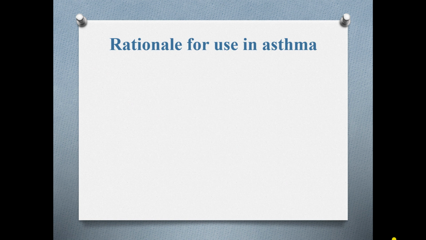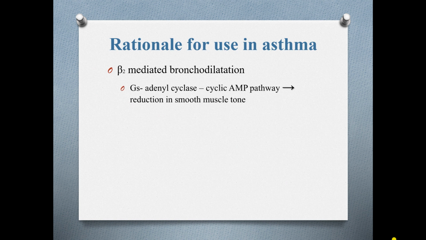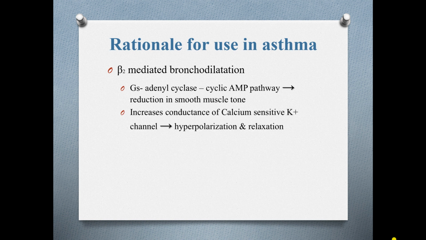What is the rationale of using these beta 2 agonists in bronchial asthma? They produce beta 2 mediated bronchodilation. Beta 2 receptors are G protein coupled receptors, and they stimulate the Gs, adenyl cyclase, cyclic AMP pathway as a second messenger, which produces reduction in the smooth muscle tone. They also increase the conductance of calcium sensitive potassium channels and produce hyperpolarization and relaxation of the bronchial smooth muscle.